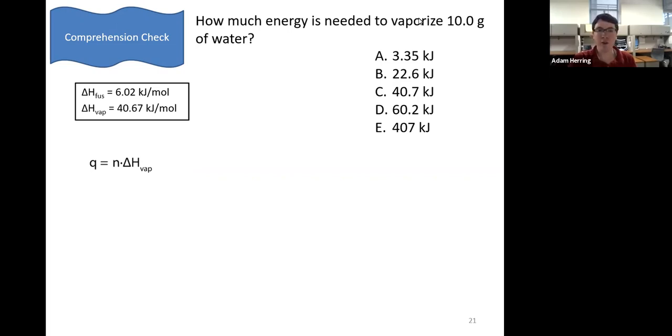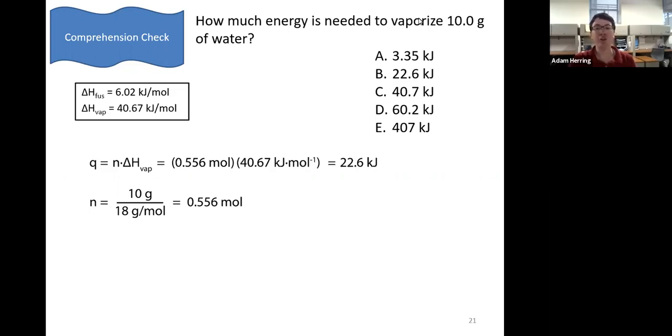Because you're given an enthalpy of vaporization in kilojoules per mole, we need to know how many moles of water we have. To find the moles of water, we can take the mass of water and divide by the molar mass. That gets us just over 1/2 of a mole. When we multiply this value by the enthalpy of vaporization, this computes the energy required to do the process. In other words, the energy required to vaporize 10 grams of water is about 22.6 kilojoules.